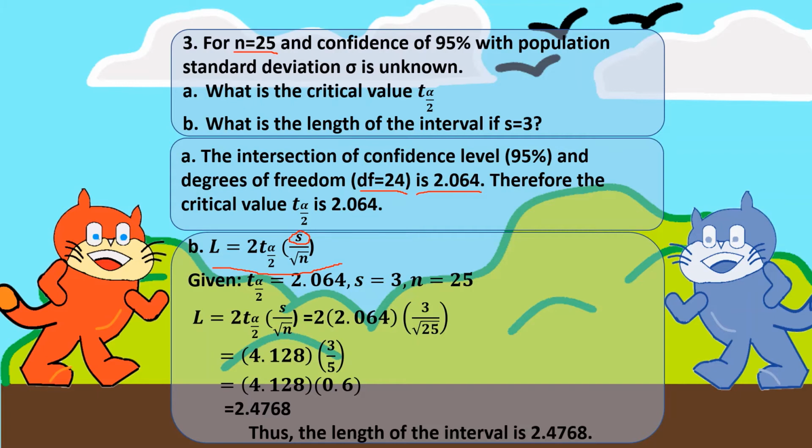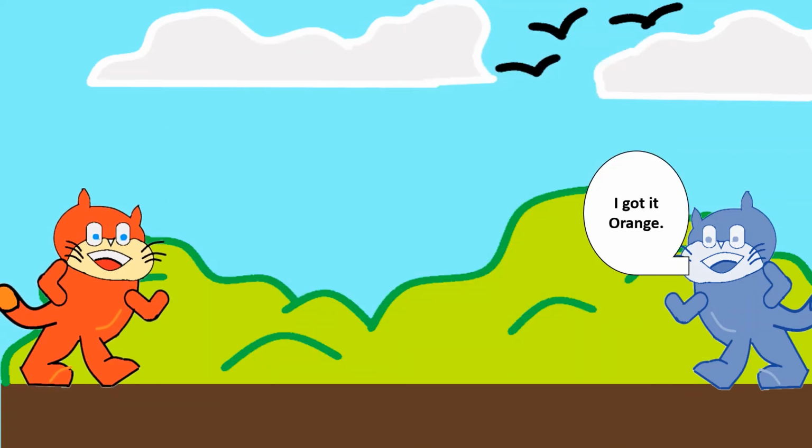So 2 times 2.064, 3 over square root of 25. Square root of 25 is 5, so that's why we have here 3 over 5. And then 3 over 5 is 0.6. So we have here 4.128, that's the product of 2 and 2.064. So 4.128 times 0.6, we have 2.4768. Thus, the length of the interval is 2.4768.